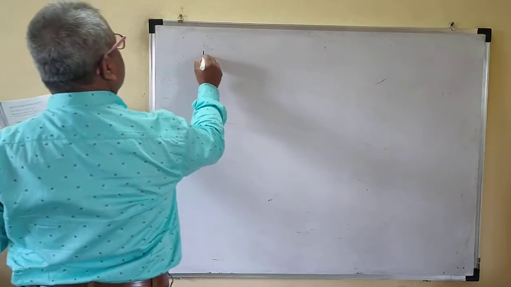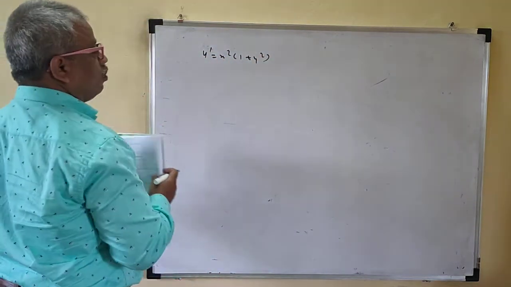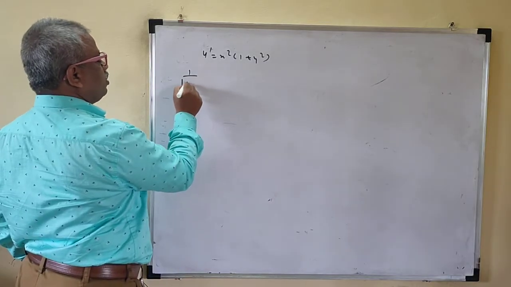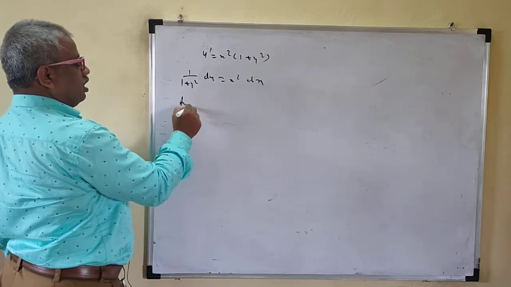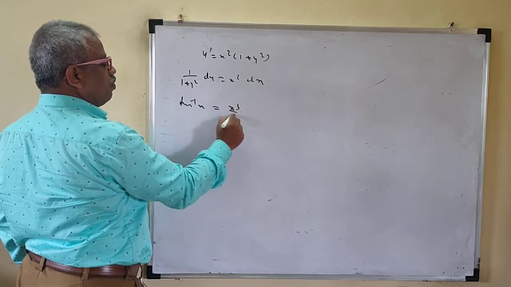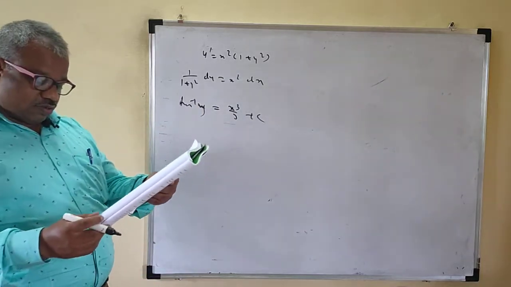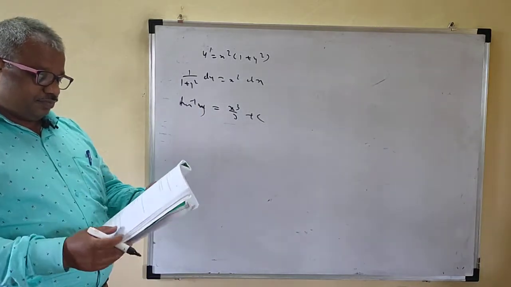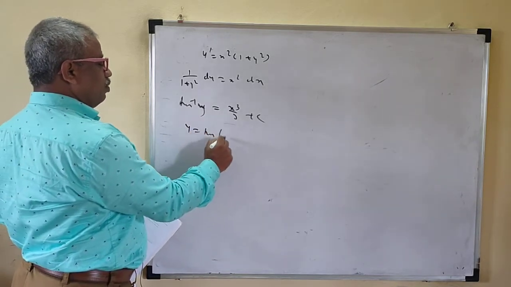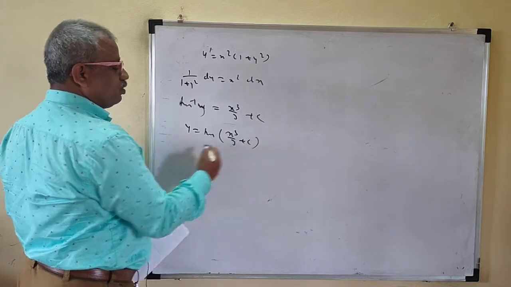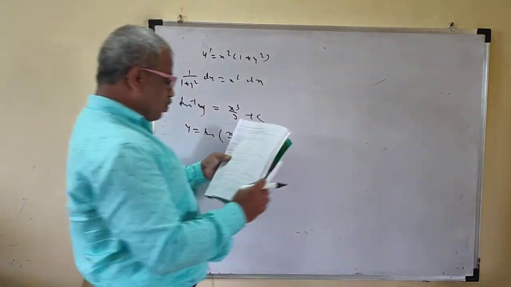y prime is equal to x square into 1 plus y square, suppose. What is this? Just shift this 1 plus y square here. dy upon 1 plus y square is equal to x square dx. So this is tan inverse of y equal to x cube by 3 plus c. If you don't want this, y is equal to tan of x cube by 3 plus c, we can also write. There may be the option tan of this.